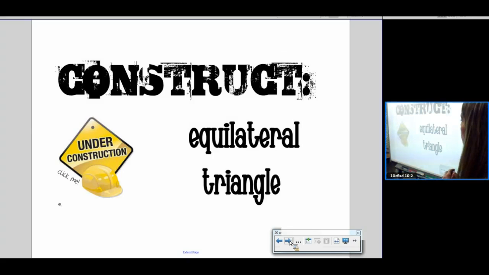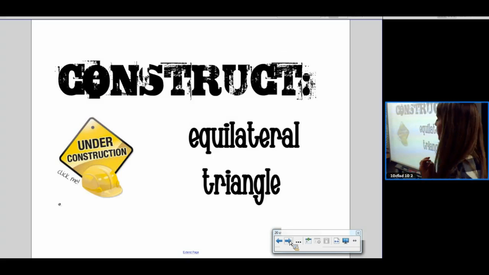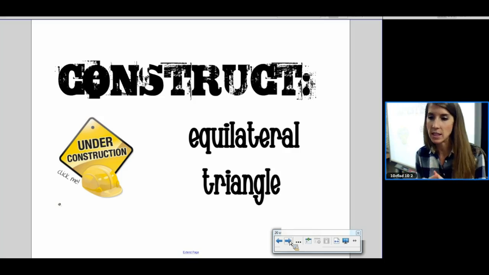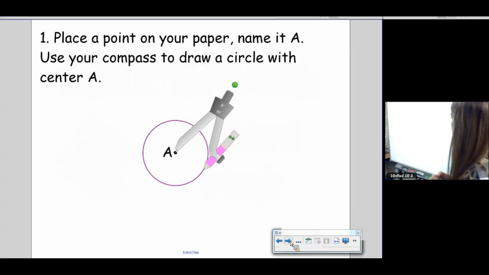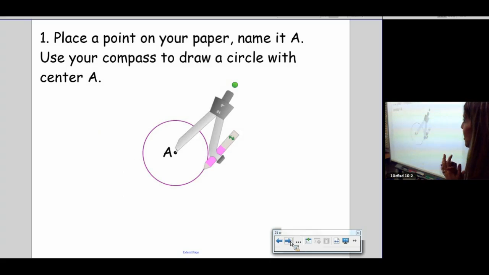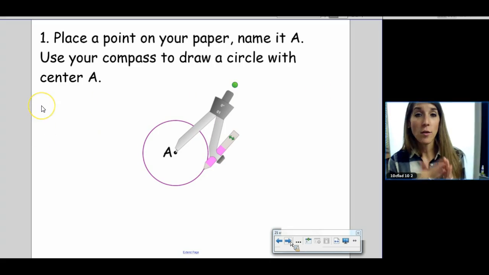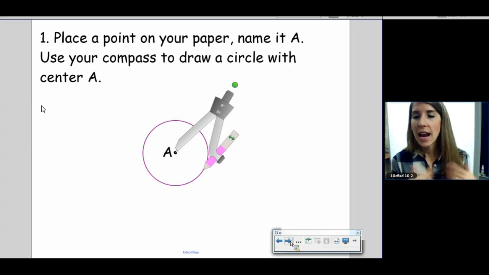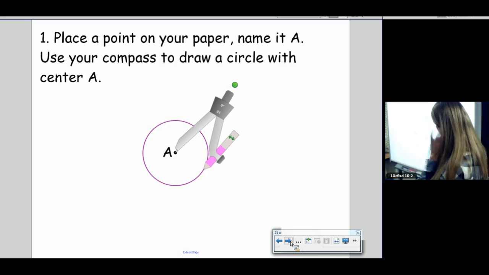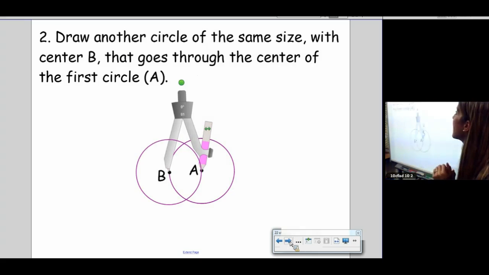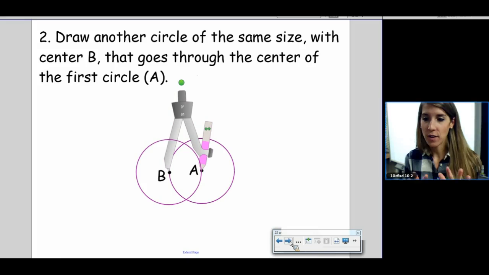All right, now how would we construct an equilateral triangle? Once again, this is just one of the multiple ways that you can construct one. The book leads you to start off with a circle. So you need to start off with a point, you name it A, and you draw a circle, however large would fit on your page. Then you draw another circle of the same size with center B that goes to the center of the first circle A. That sounds tougher than it really is.